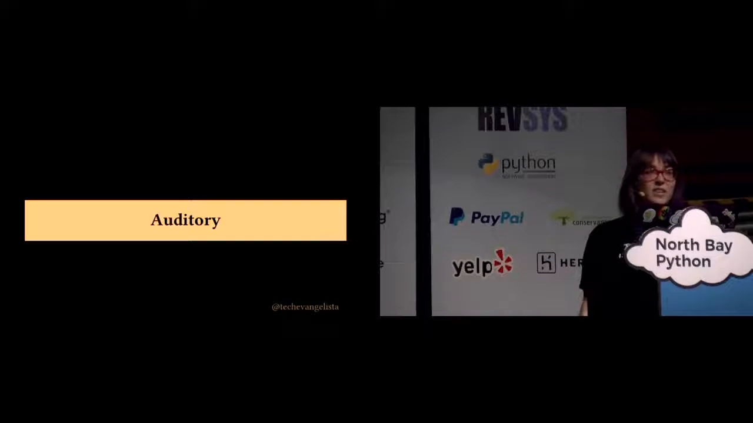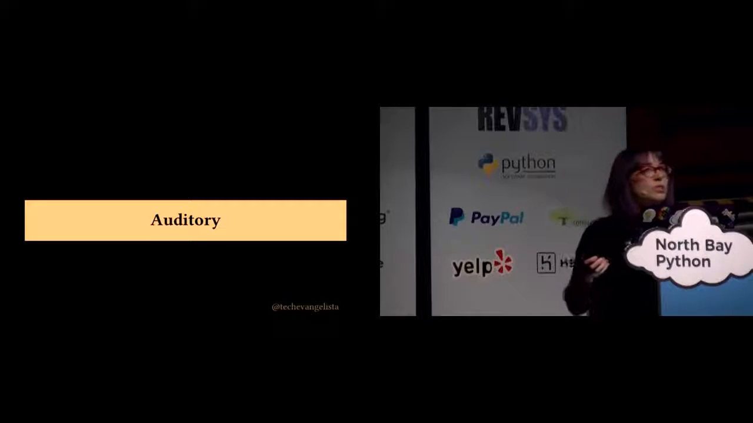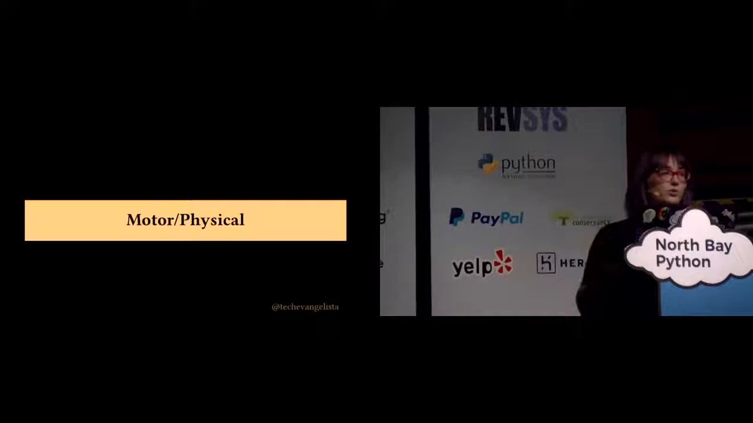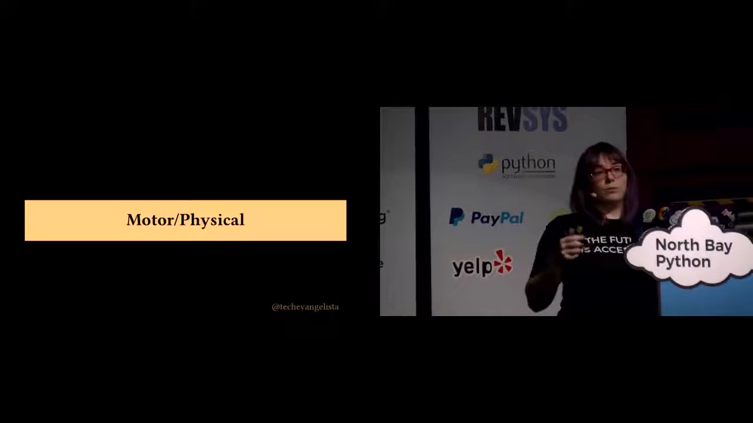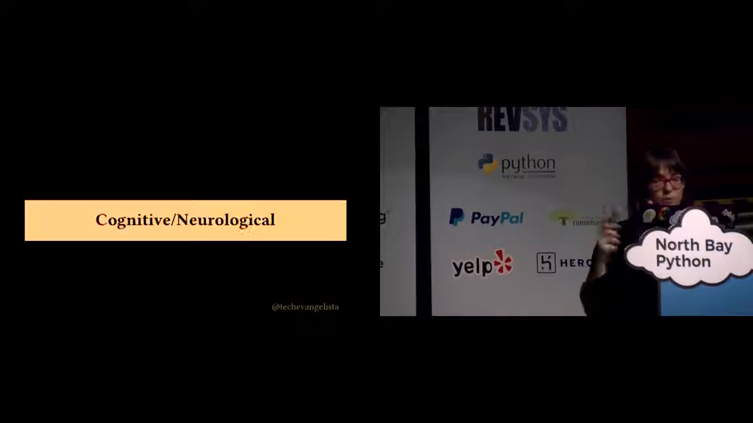There's auditory, so there's deafness, but there's also just issues like tinnitus, where people have ringing in their ears. So if you make people listen to something very closely, that can really be a problem for them. There's motor and physical, so that's obviously like paraplegics, people who don't have fine motor control and might not be able to use a mouse very well, and a whole other slew of issues.